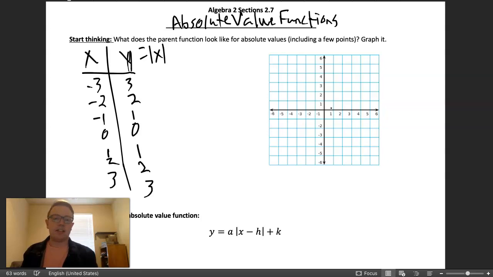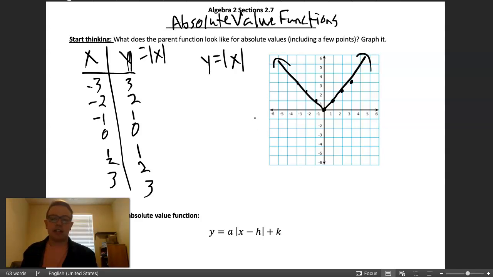So now we can place these onto our graph. Starting at 0, 0, looks like we go up by 1 each time we move left or right. If we wanted to continue this on, we just go up to there and create our graph. So this v is the basic form of the parent function, or the basic function y is equal to absolute value of x. Now, a couple of pieces of information that we need to know here.